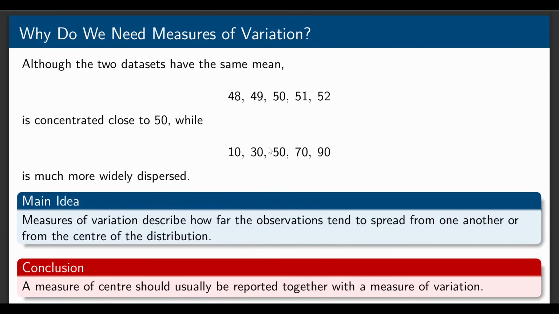So the second data set is more widely dispersed or spread apart than the first data set, although they have the same mean. So the main idea is that the measures of variation describe how far the observations tend to spread from one another, or from the center of the distribution, or from the mean. So in conclusion, a measure of center should usually be reported together with a measure of variation to give more meaning to the data.